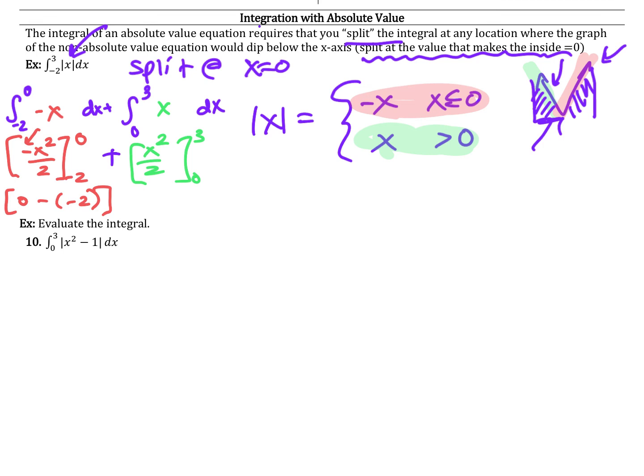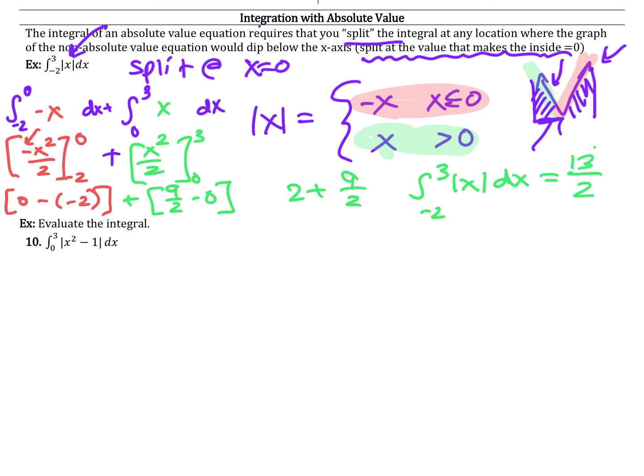And I'm going to add to that what I get when I evaluate this green antiderivative. So if I plug in 3, I get 9 over 2. If I plug in 0, I get 0. So I'm going to add 2 plus 9 over 2, which is going to give me 13 over 2. So I can say the integral from -2 to 3 of the absolute value of x dx is equal to 13 over 2. So the most important thing is that you can recognize where you need to split your integral, and that you can write the negative of the first piece plus the second piece.